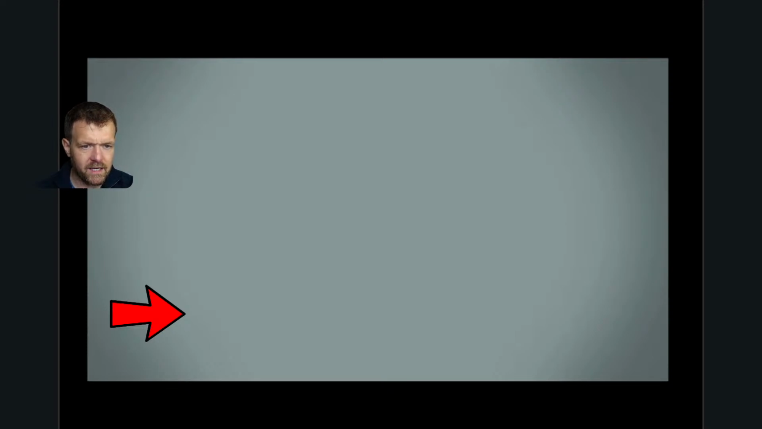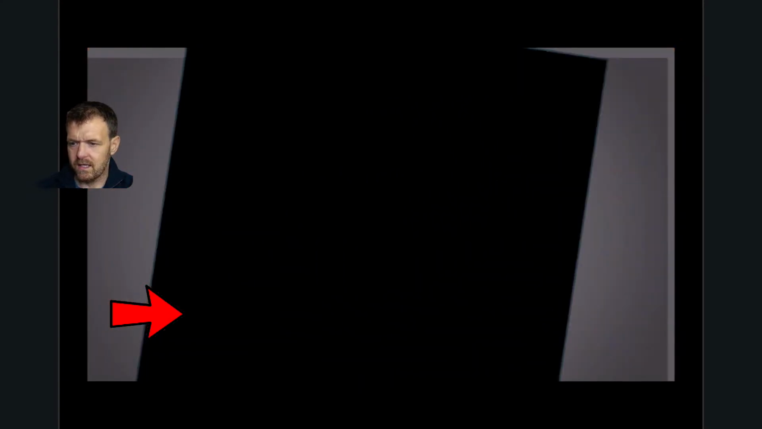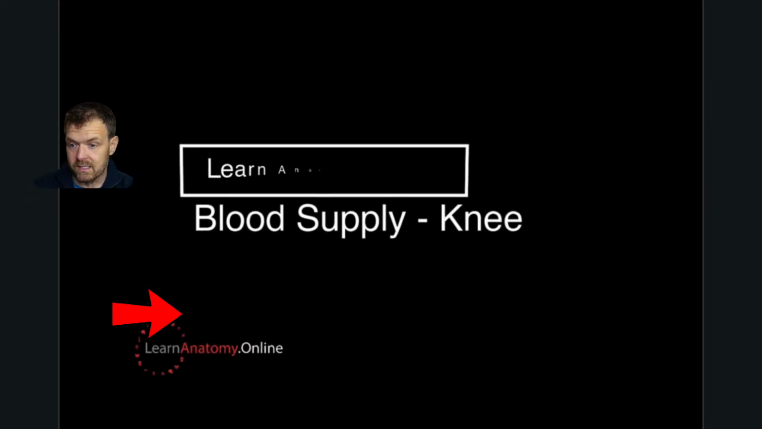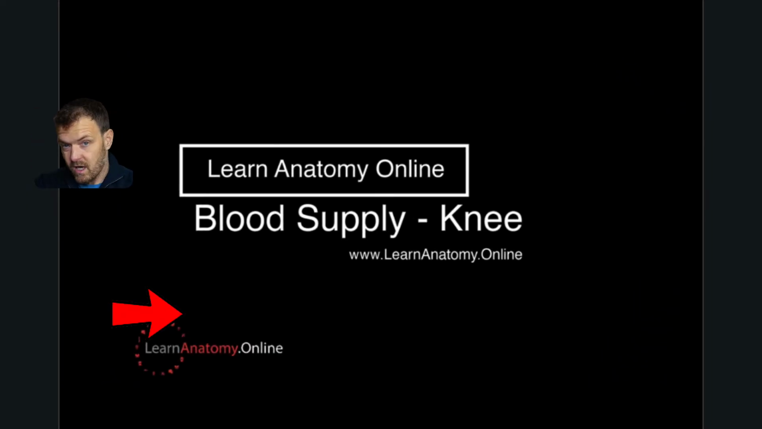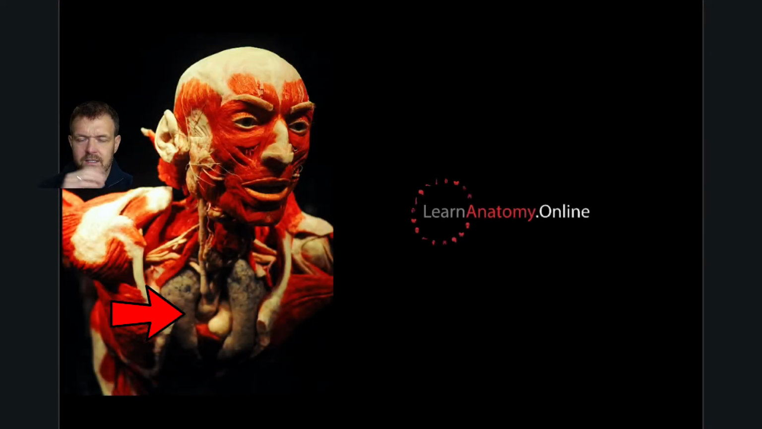Let's have a look at this. So this is the blood supply for the knee, and we're going to start up around the hip area, so it kind of makes sense. So that femoral triangle that we were just looking at.